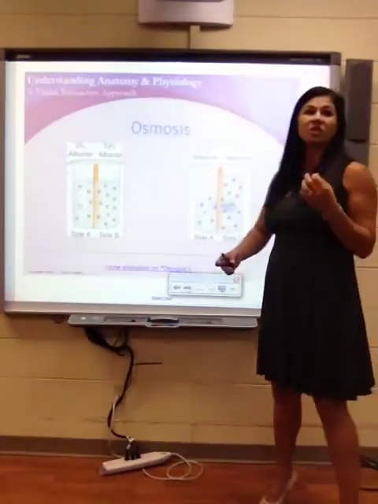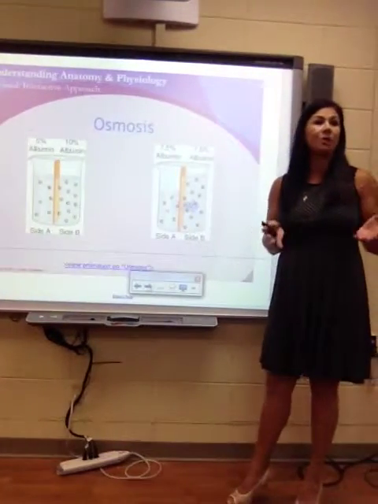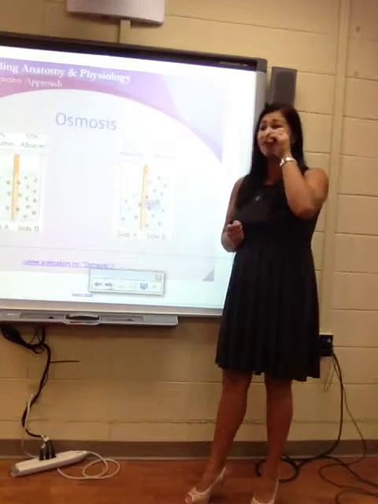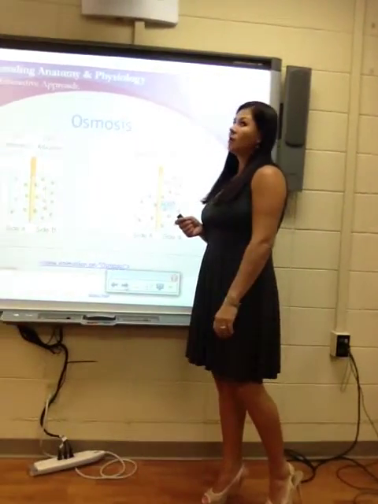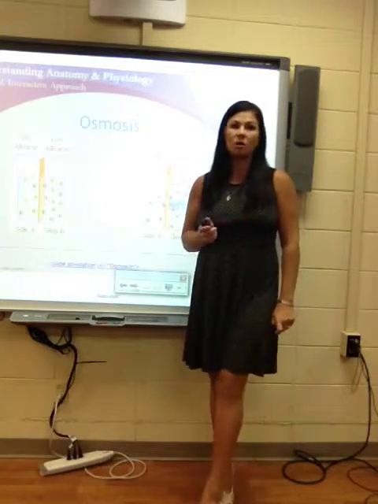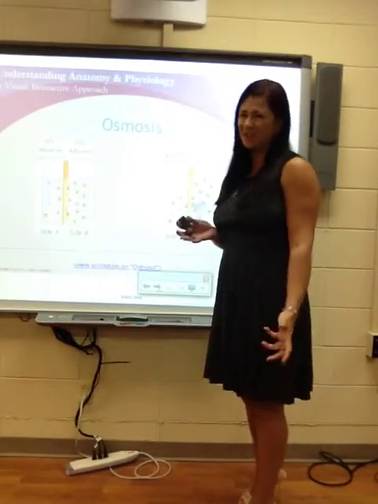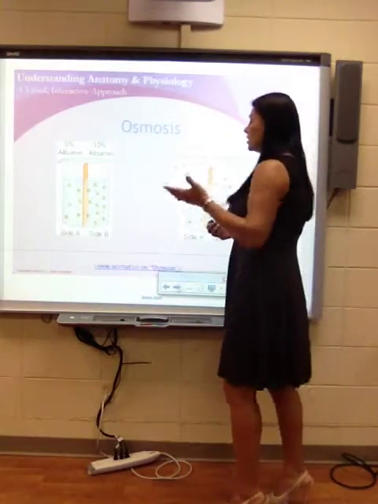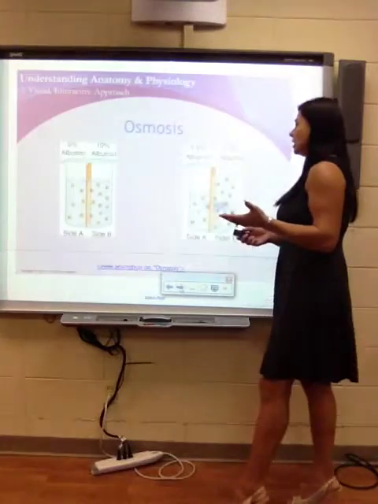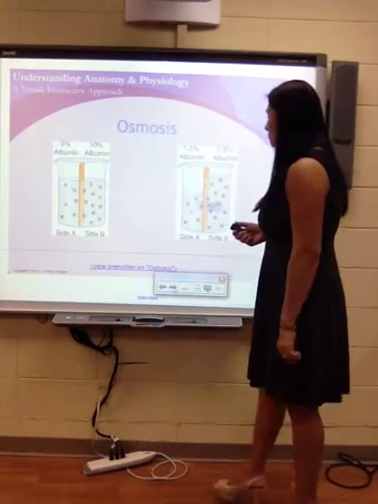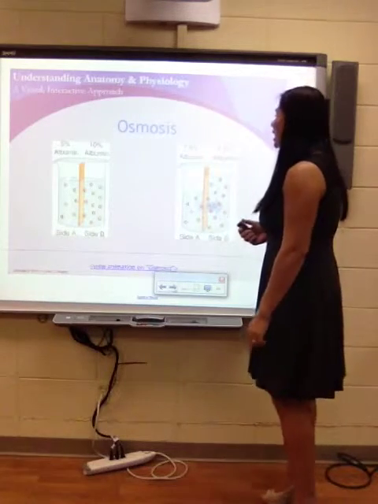Okay, so we looked at particles. If we're talking about particles moving from one area to another, that is called diffusion. If we're talking about osmosis, we're talking not particles. But you still have to look at the particles to figure out which way water is going to move. So water does the same thing. It has a concentration gradient that it likes to go against.